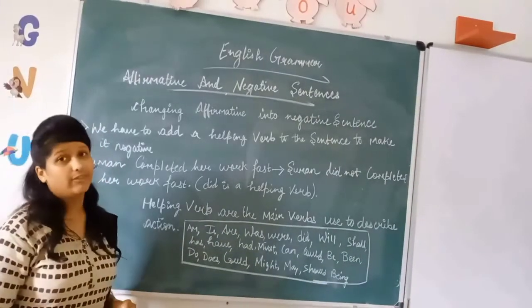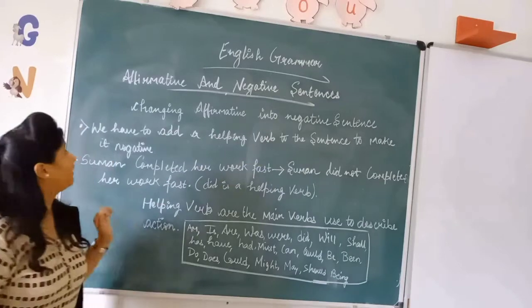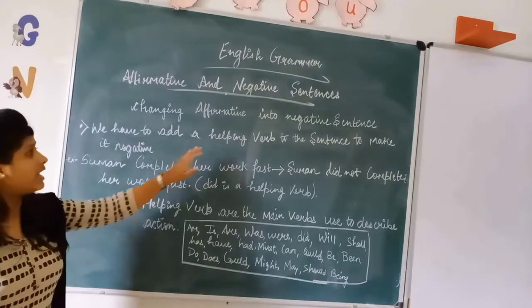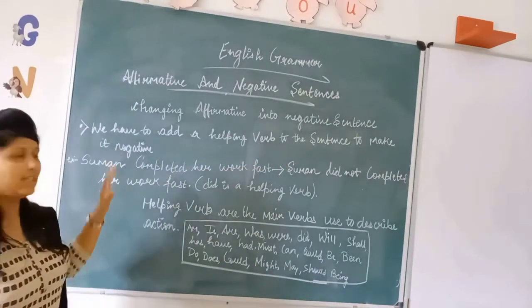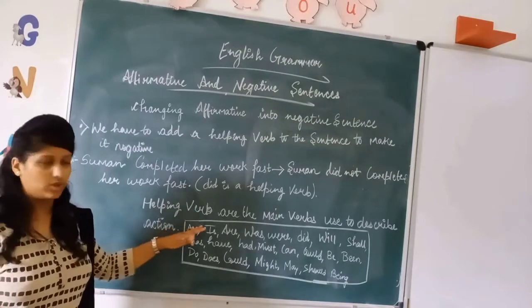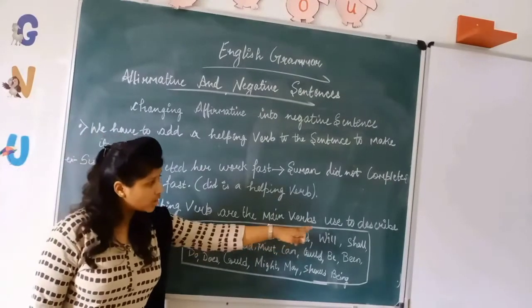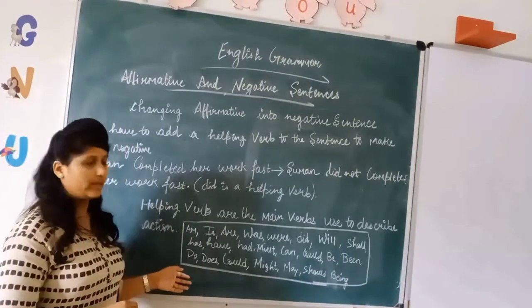Now, if we want to change an affirmative sentence into a negative sentence, then we have to add a helping verb to the sentence to make it negative. Now, what are helping verbs? Helping verbs are verbs used along with the main verbs to describe action. Here are some of them.